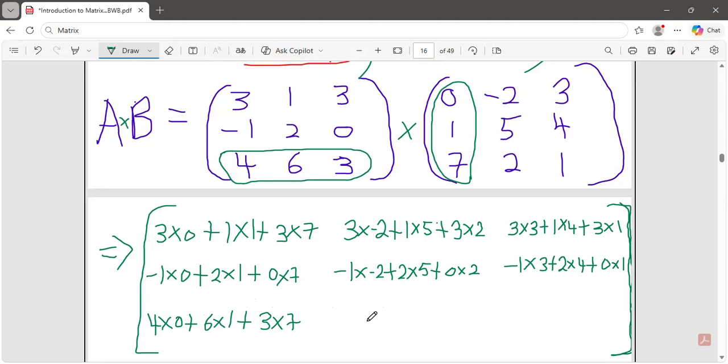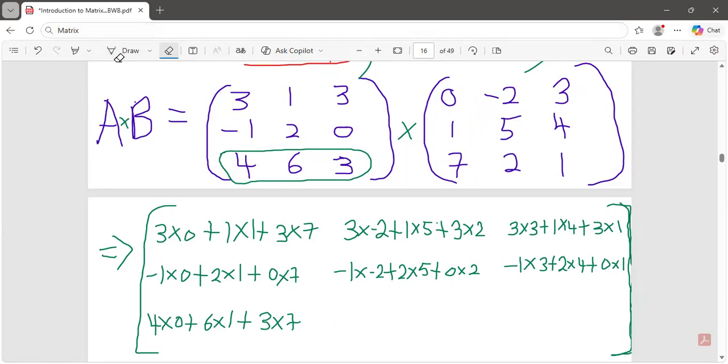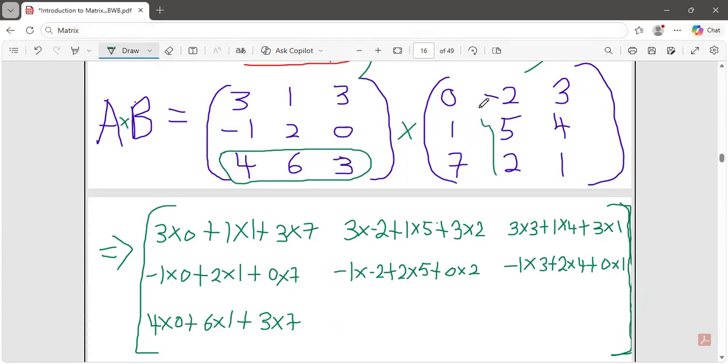Now that we are done with this column, we can move to the other column. Let me just shift this quickly. We are now going to focus on this column. In focusing on this column, it's going to be 4 times negative 2. So let's all do that together. 4 times negative 2, plus 6 times 5.